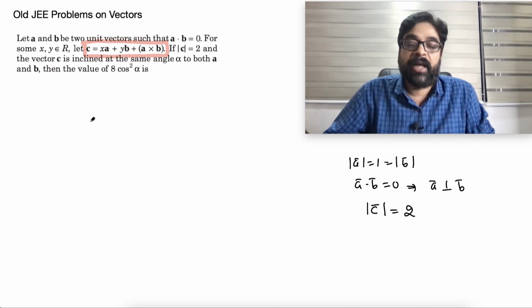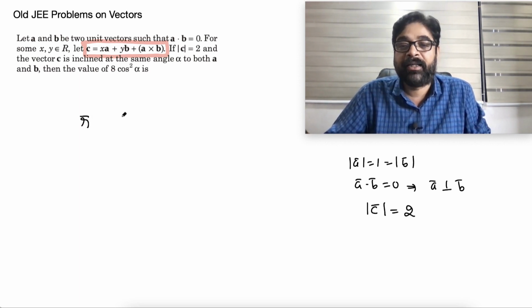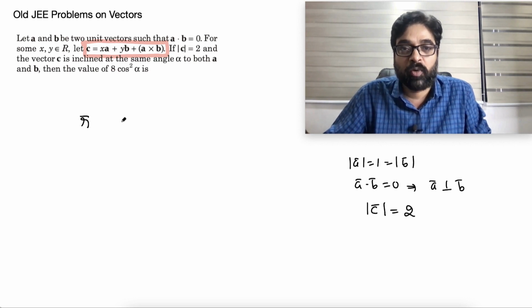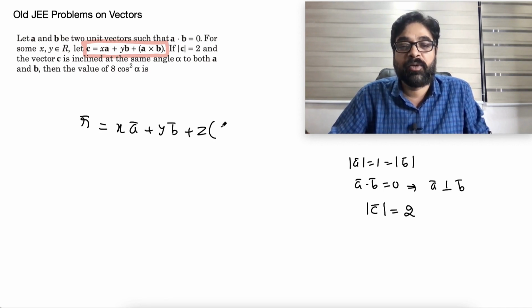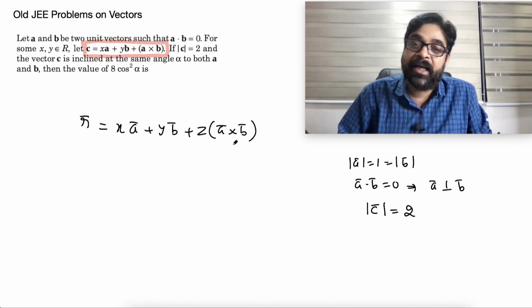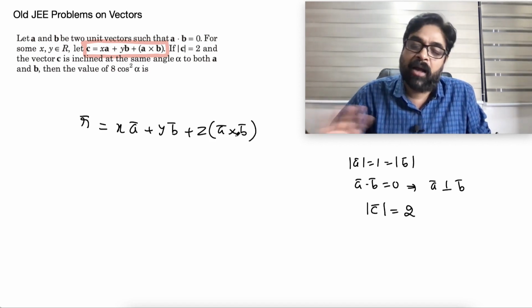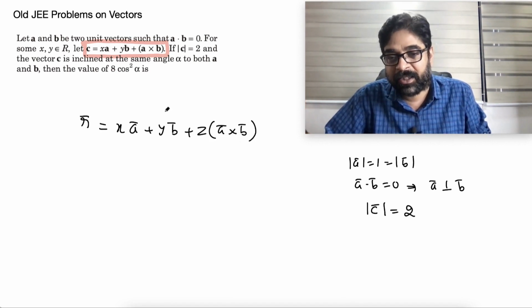Every vector can be expressed in terms of three non-coplanar vectors. So, can I express any vector R in terms of two non-collinear vectors A and B? Yes, I can write the R vector as x into A vector plus y into B vector plus z into A cross B. A, B and A cross B are always non-coplanar, always. Keep this point in mind. That's why we can represent it in a unique way.